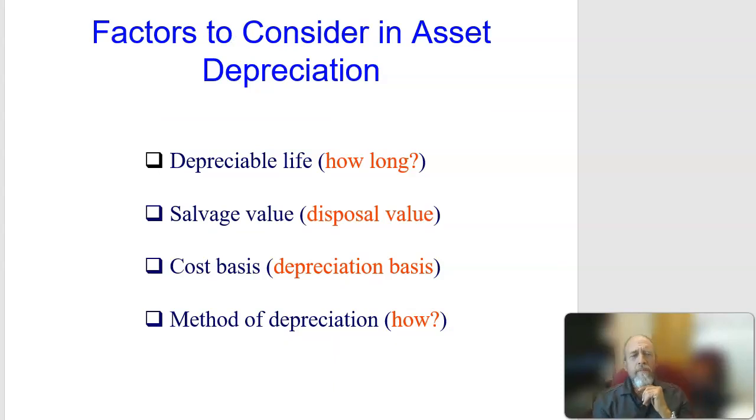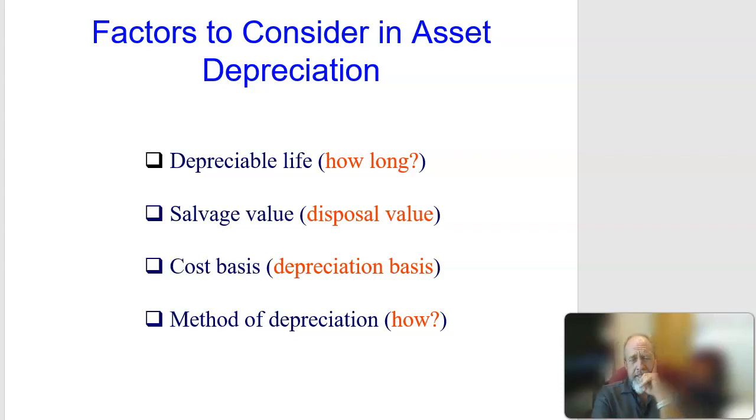So, what do we mean when we say, how do we figure out the depreciation? Well, first thing is you have to know how long this thing is supposed to last. And at the end, you're going to have some sort of salvage value. It might be zero, but there might be a specific value to the asset at the end of its life. There are different methods of depreciation. We're going to talk about those, and the cost basis.